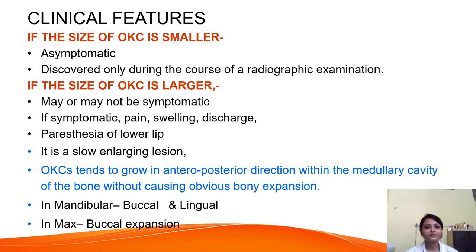Now clinical features. If the size of this OKC is small, obviously it will be asymptomatic. It will be discovered only during the course of a routine radiographic examination. Sometimes the patient will come first for another chief complaint, but we will find OKC. If the size of the OKC is larger, it may or may not be symptomatic. If it is symptomatic, it will have pain, swelling, discharge. Paresthesia of the lower lip we will find if there is nerve compression. And it is a slow enlarging lesion. Repeatedly I am telling, it is a very slow enlarging lesion.